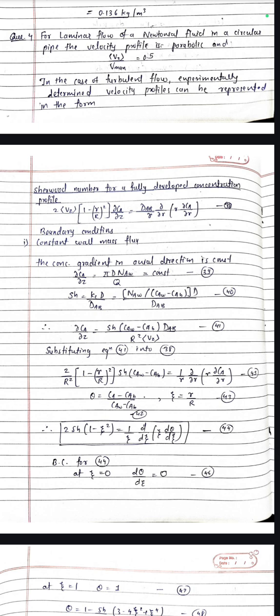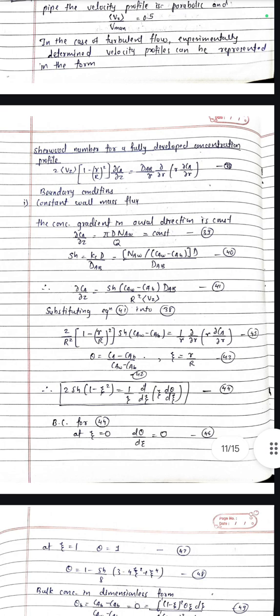For this, we know that 2 into Vz into (1 minus r square by R square) del CA by del Z is equal to dAB by r del by del r into r del CA by del r. For the boundary condition of constant wall mass flux, the concentration gradient in the axial direction is constant. Del CA by del Z is equal to pi d NAW by Q, which is constant.